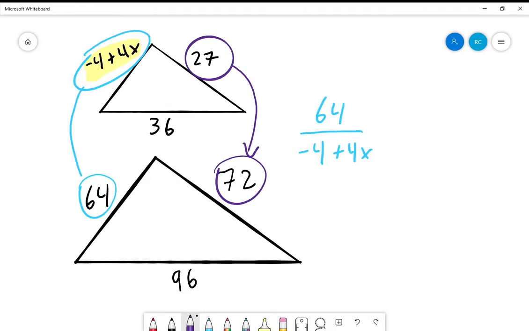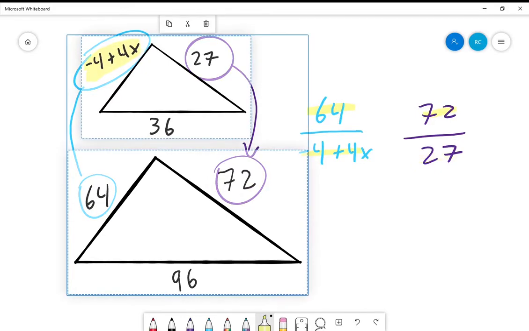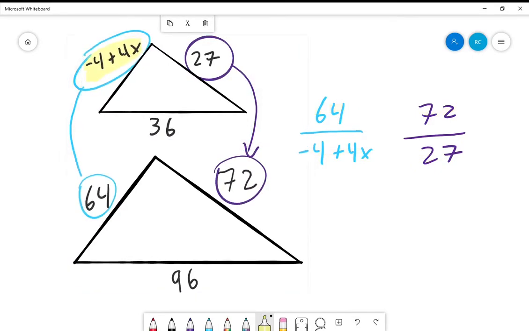So I get 72 over 27. Again, which sides you choose doesn't matter. Which order you put them in doesn't matter, so long as you are consistent. You'll notice that we've got the large triangle over the small triangle, and we've got the large triangle over the small triangle. That is important. And because these two triangles are similar, we know that these two proportions are equal.